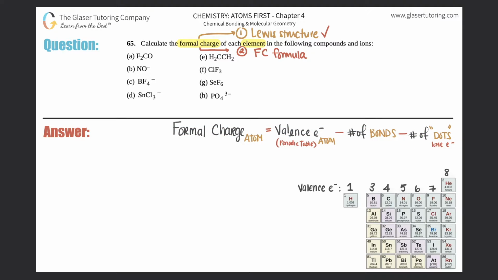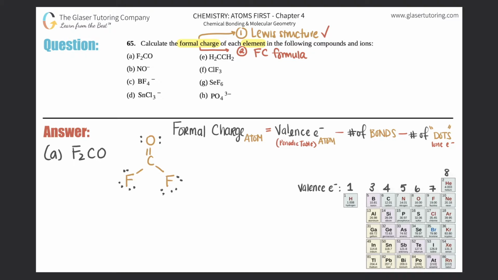So here we go. For A, we have F2CO. You can pause the video and see if the Lewis structure you created is the same as mine. And if it's not, maybe you just need to be a little stronger in Lewis structures, but that's totally okay. The Lewis structure for this would be 2 fluorines, carbon in the middle, and then an oxygen. There would be 2 bonds, and the fluorine has 3 lone pairs, and the oxygen would have 2 lone pairs.